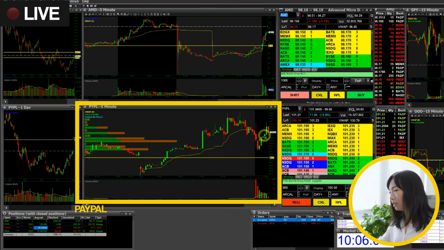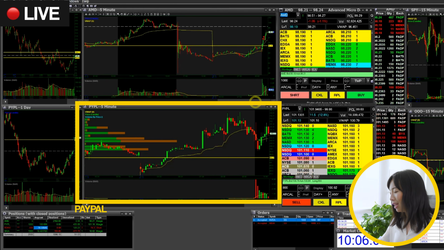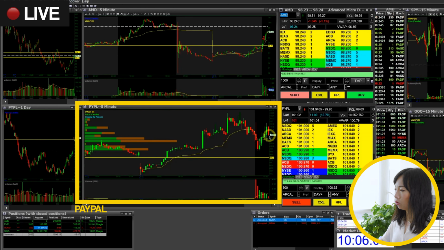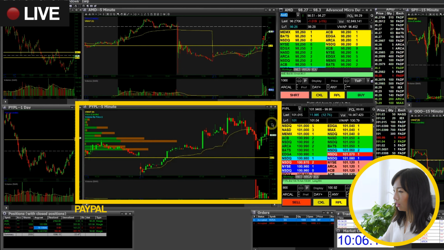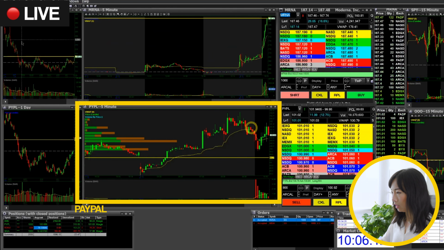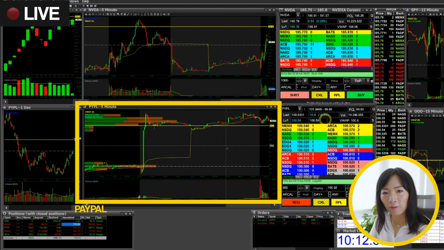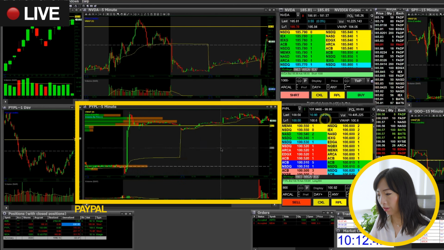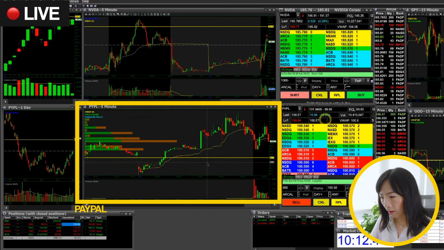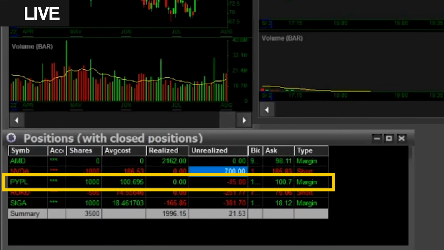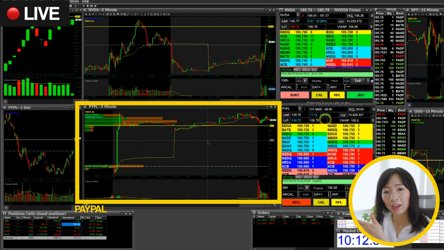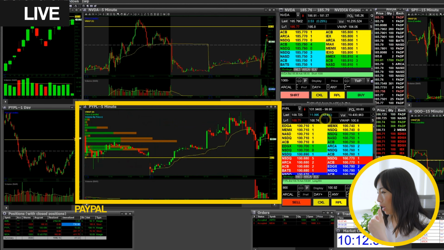Now, in hindsight's 20/20, I wish I had sold some into that rejection, seeing that we cannot retest the same 101.90s area. Because I went from being positive like $1,100 on this name to now I'm down about $100 unrealized, which is okay because I'm trying to see if we're going to hold a higher low above VWAP and see whether we're going to reclaim that area right now.